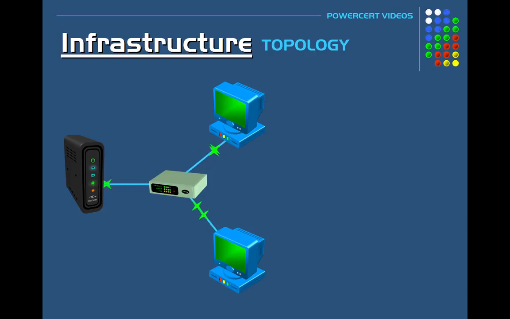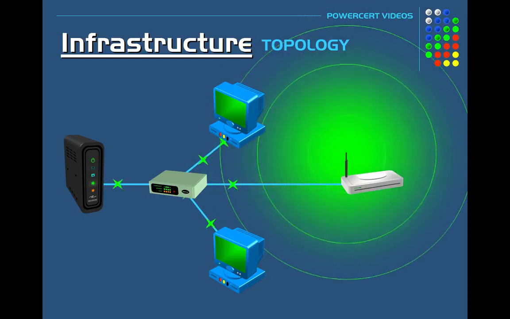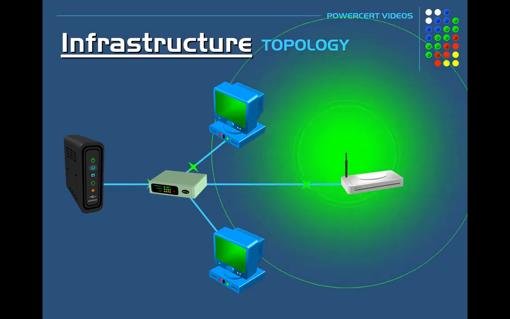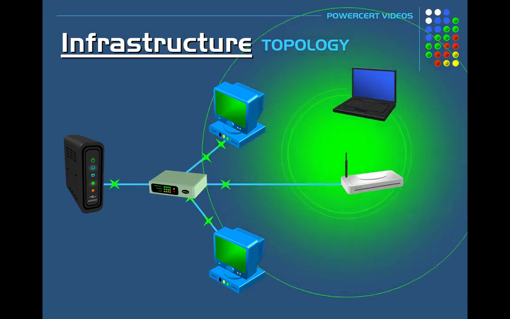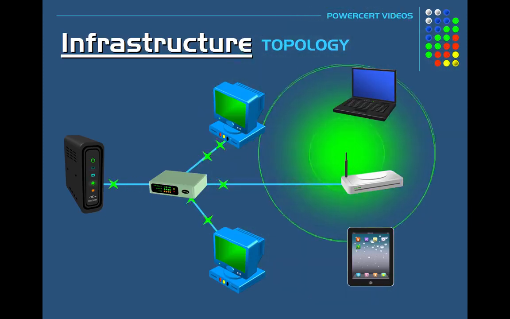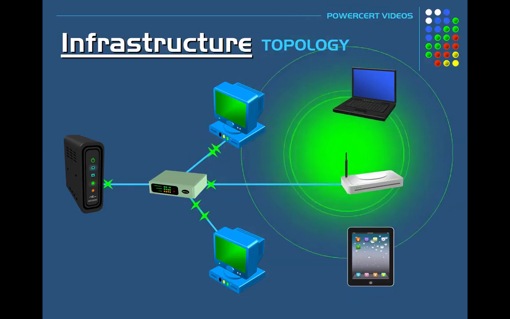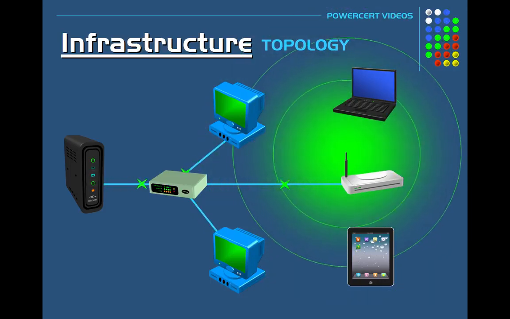Now, this is very similar to a star topology, where you have wired devices such as these computers here physically connected to a switch. And you also have a wireless access point that's also connected by a cable to the same switch. The wireless access point is here so that wireless devices such as laptops, tablets, cell phones, etc. can connect wirelessly to the network. So the wireless access point acts like a bridge between the wireless network and the wired network.